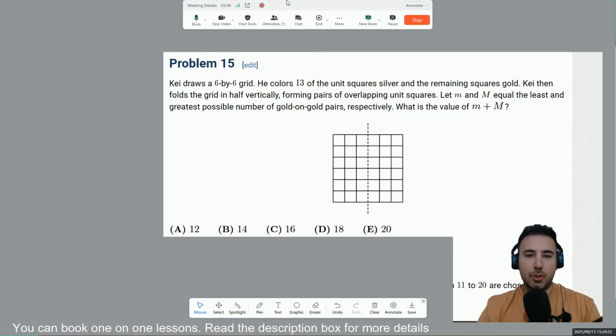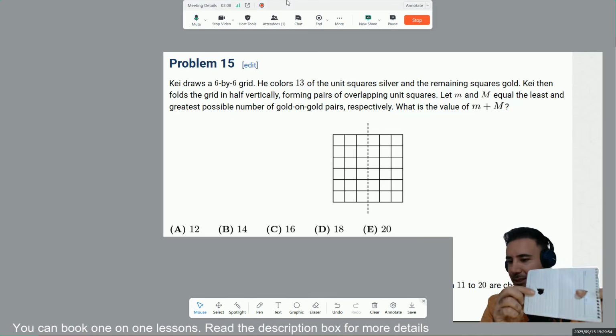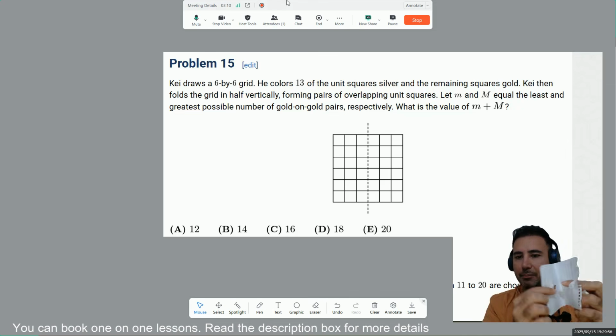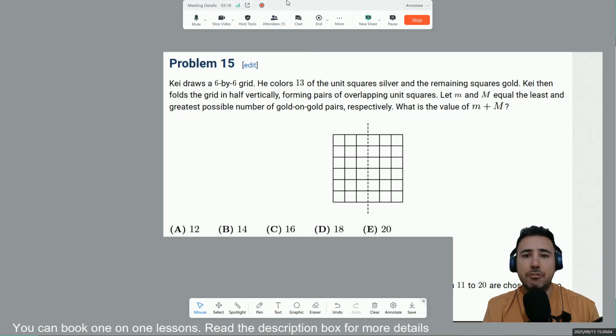Okay, I have this piece of paper ready. By folding it, it's going to do something like this. It doesn't matter if it goes the other way around, as long as we're folding it, it's okay. Forming pairs of overlapping unit squares. Okay, so what does that mean?